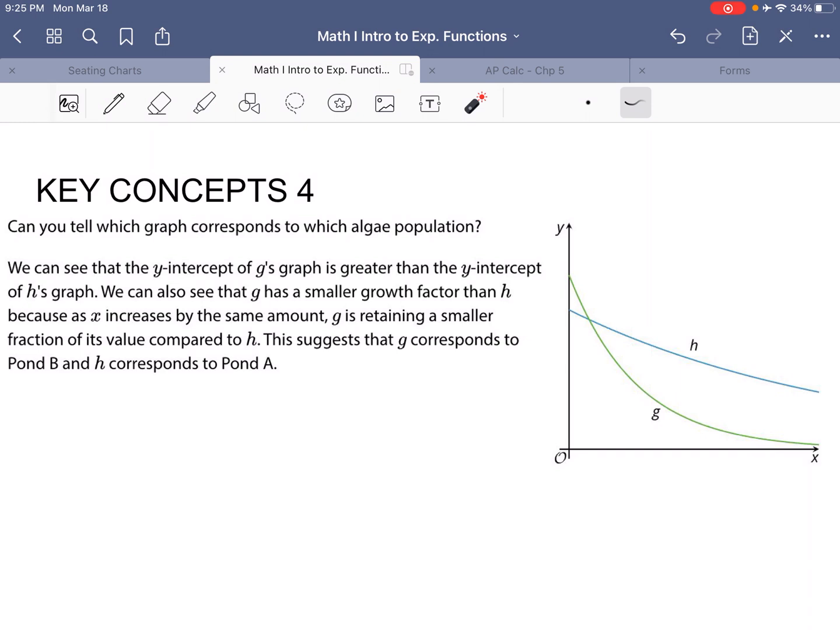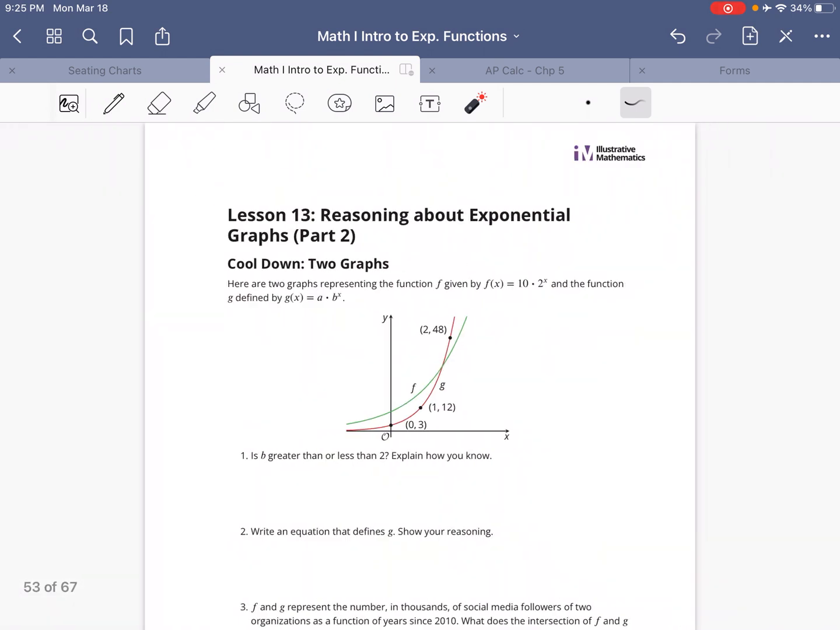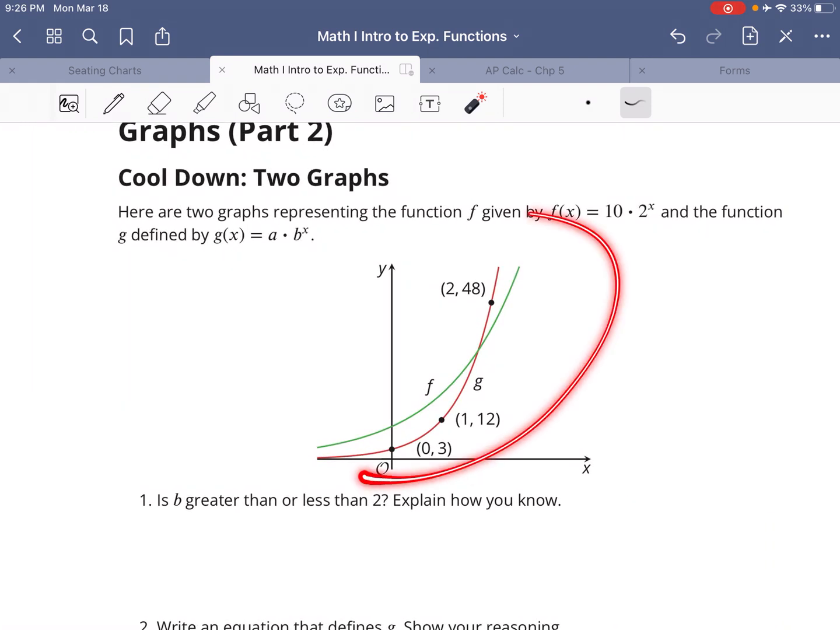Well, we can see again, the y value start of g is higher. h is lower, g goes down faster. So, cool down, two graphs. Here are two graphs representing the function f, given by f of x equals 10 times 2 to the x, and the function g defined by g of x equals a times b to the x. So this is g of x, and f is the green one.